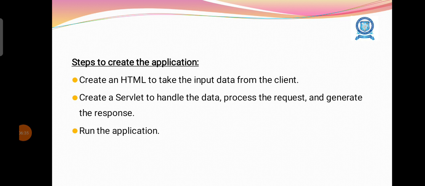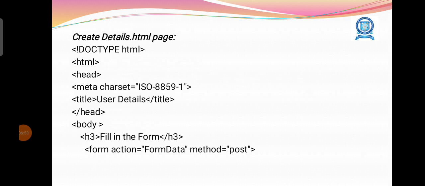To create the application, we have to do three things. First one is to create an HTML page to take the input data from the client. Second thing is to create the servlet to handle the data, process the request and generate the response. The third step is to run the application. So this is the example coding.